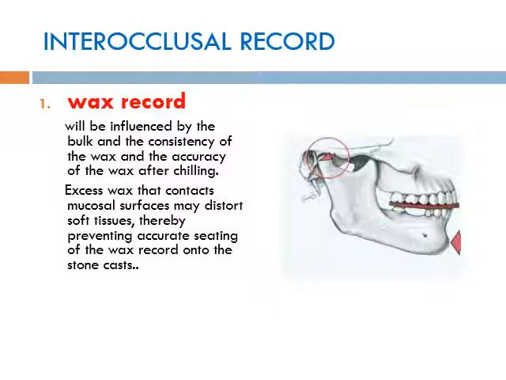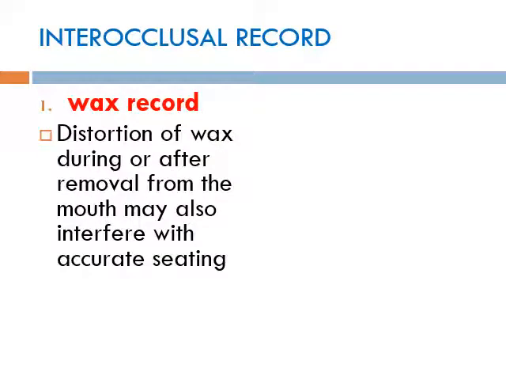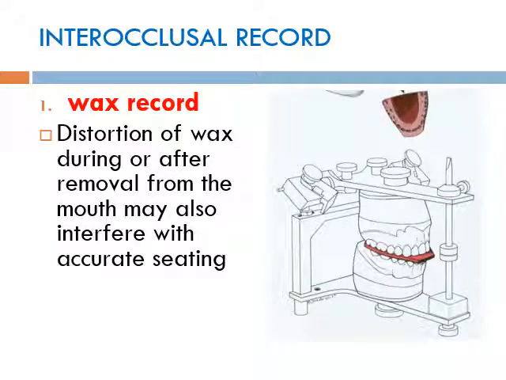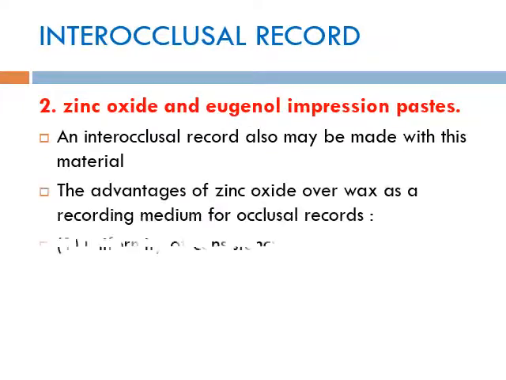Excess wax that contacts the mucosal surface may distort the soft tissue, thereby preventing accurate seating of the wax record on the stone cast. Wax record. Distortion of the wax during or after removal from the mouth may also interfere with accurate seating. So here we have the occlusal wax and these are the possible disadvantages.